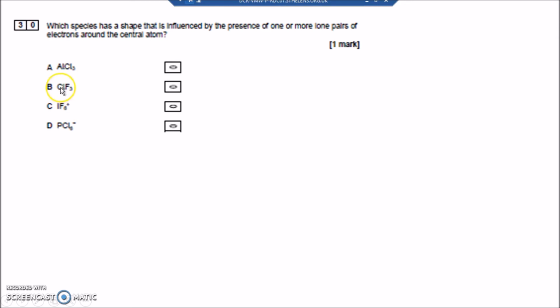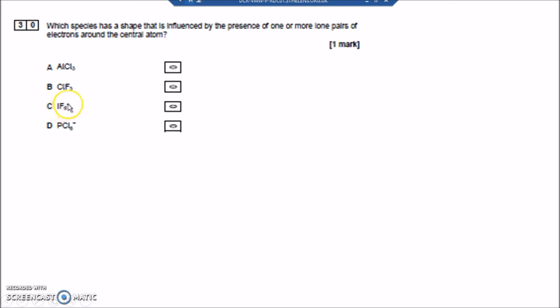ClF3, well, Cl's in group 7, 3 F's bond to 3 of those electrons in 3 covalent bonds. That will leave 4 electrons left over. It'll have 2 lone pairs. Those 2 lone pairs will go one up and one down at 180 apart, and will leave 3 bonding pairs in a trigonal planar shape with a bond angle of 120. So that's influencing the shape. That's got lone pairs. Let's check the others out though.